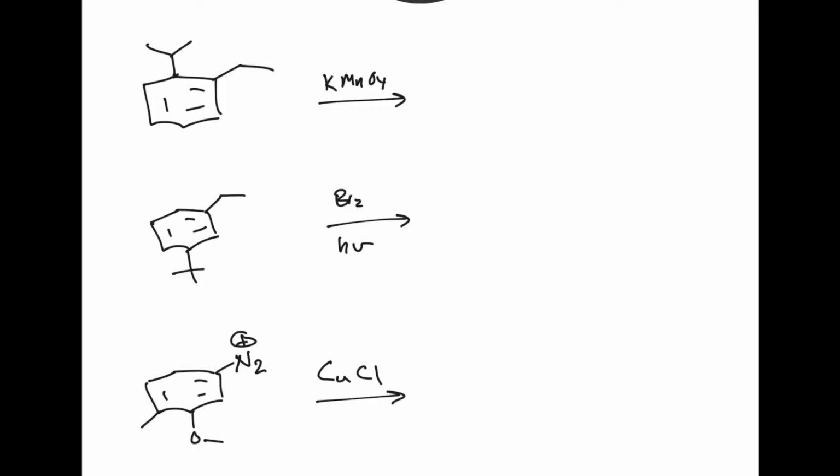All right, so for the top one, if I treat that with KMnO4, how many carboxylic acids am I going to make? I'm going to make two, right? Because both benzylic carbons have hydrogens, so they're both going to get oxidized. So what am I going to do for the second one?